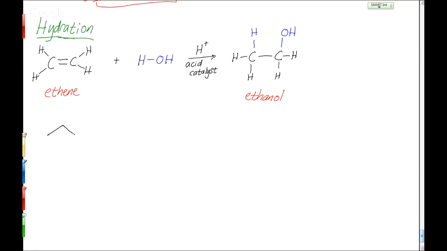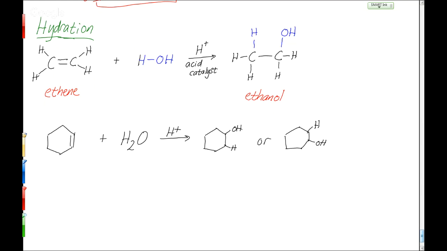So let me show you a couple examples. Let's go back to line structures and how we would do this. We'd say that cyclohexene plus H2O with the acid catalyst is going to make two possible compounds. One is going to be the OH here and the H here, or we put the OH down here and the H there. So are those compounds the same or not?